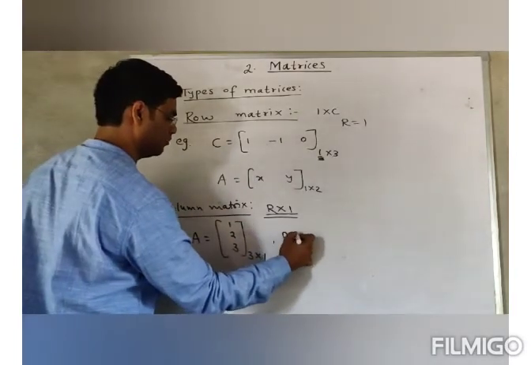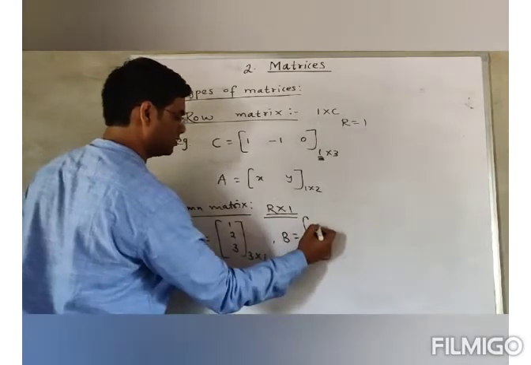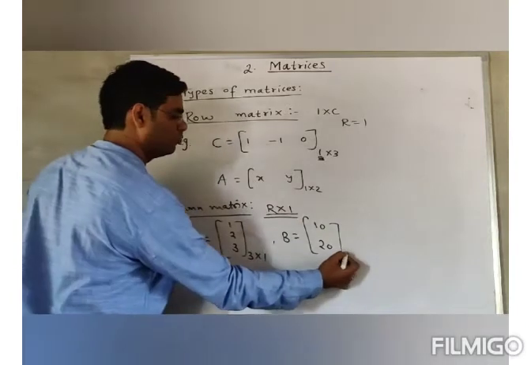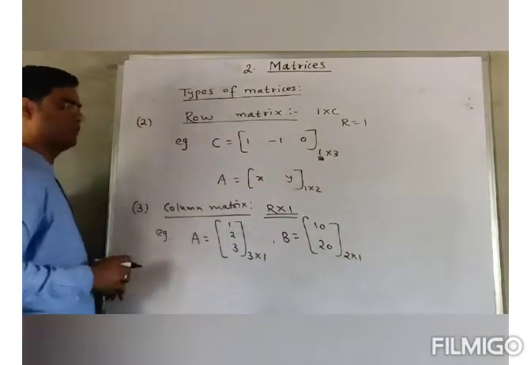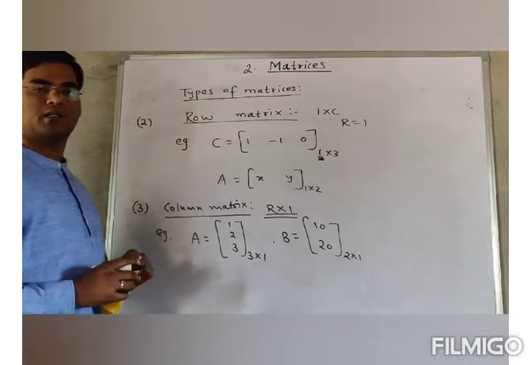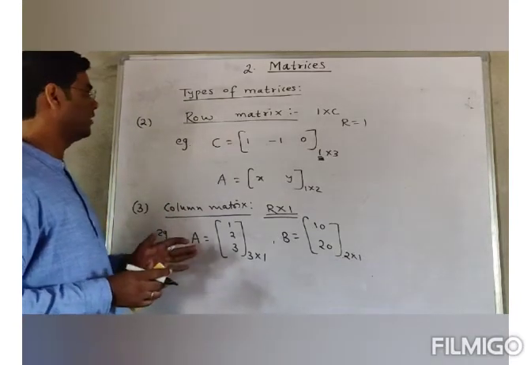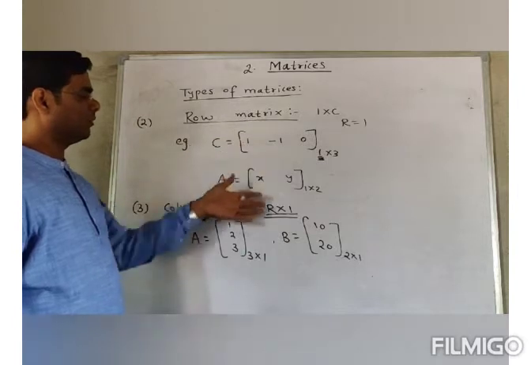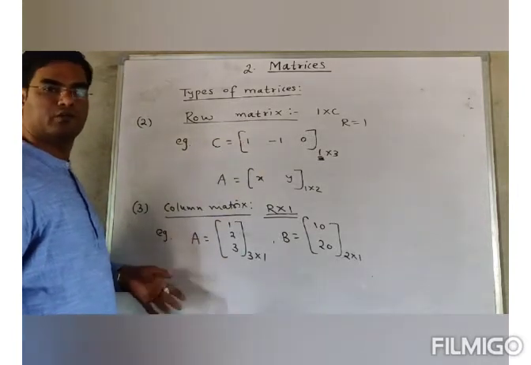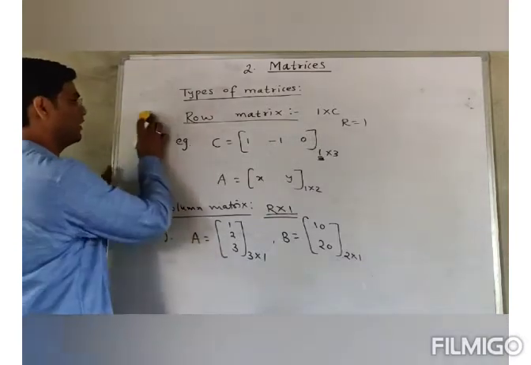Let us take another example. B is a matrix containing the elements 10 and 20. It consists of 2 rows and 1 column. Therefore this is an example of column matrix. So row and column matrices are special cases of rectangular matrix. These are rectangular matrices also. Column and row matrices are types of rectangular matrices.